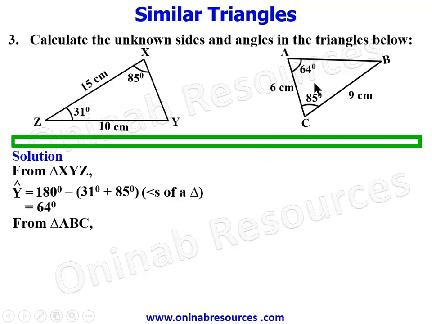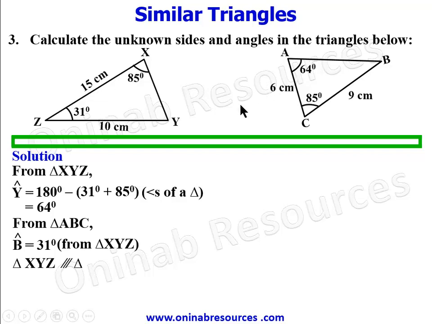This is 64, and we just calculated this angle to be 64, which means this is 85, 64, 85, 64. So we can draw conclusion from there that angle B, if you look at it from triangle XYZ, is equal to 31 degrees. So Z is 31, B is 31, X is 85, C is 85, and Y is 64, A is 64. So we can see now that they are similar triangles. So we are going to state the triangles in the correct order of their similarities. So stating that, I told you we should just pick triangle XYZ is similar to what angle is equal to X in the second triangle.